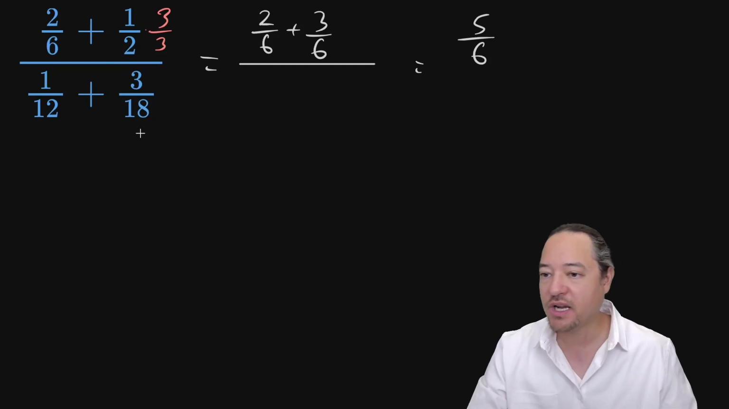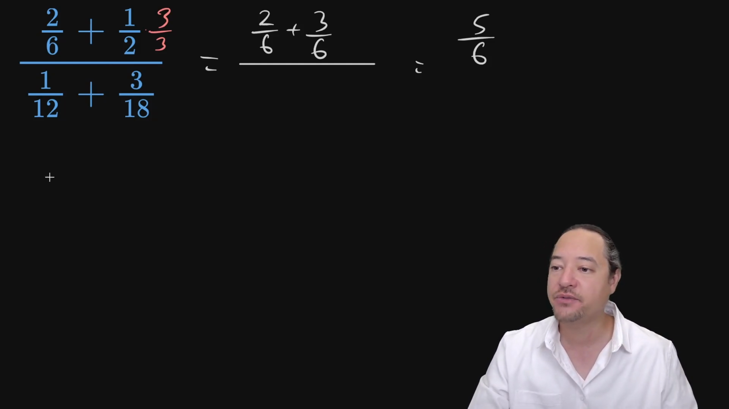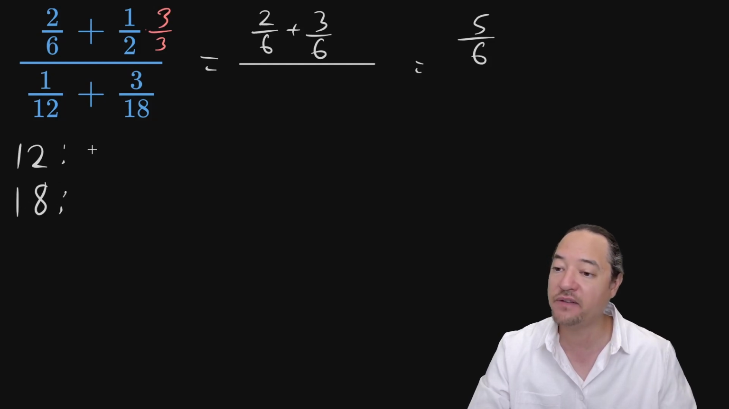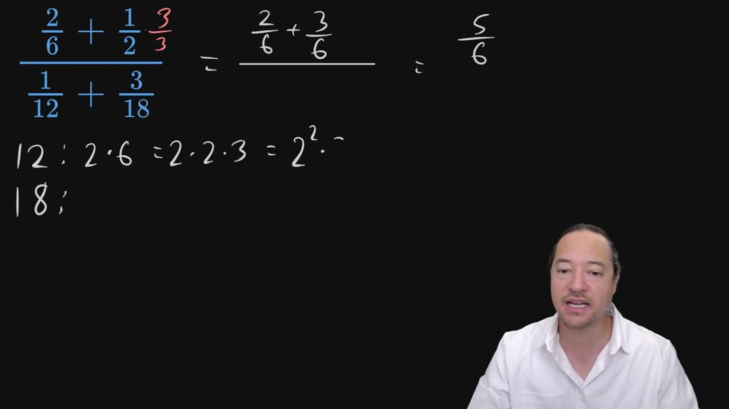But this one's a little bit more complicated. So let's use our prime factorization technique here. Let's get the prime factorization of 12 and 18. Okay, so 12 I can think of as 2 times 6. And that's going to be equal to 2 times 2 times 3. So I can condense that into 2 squared times 3.